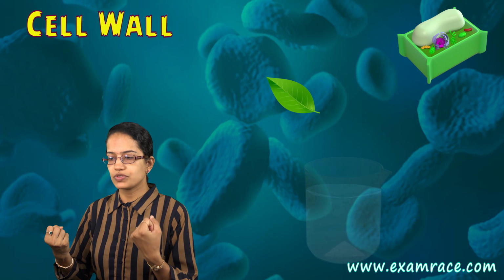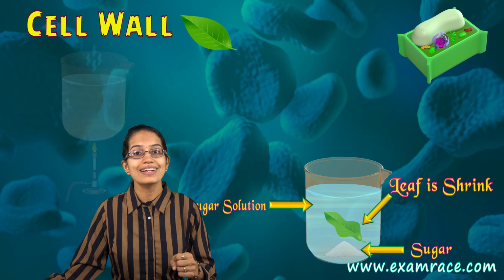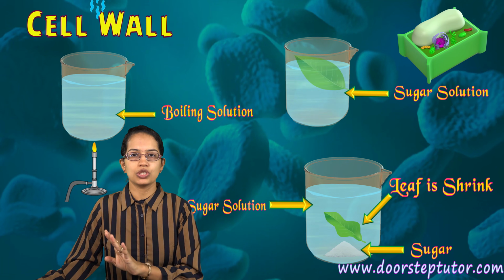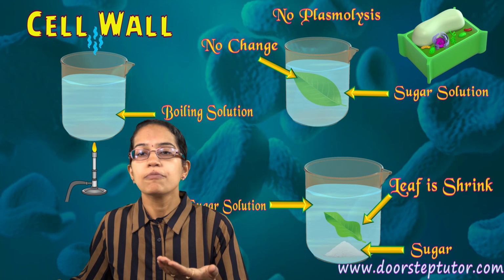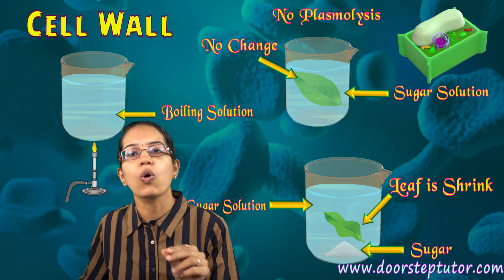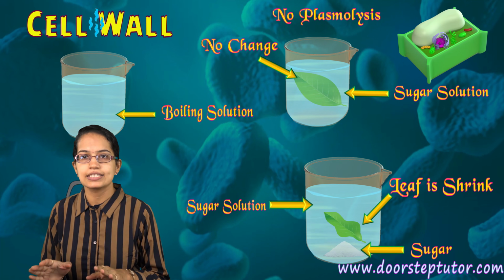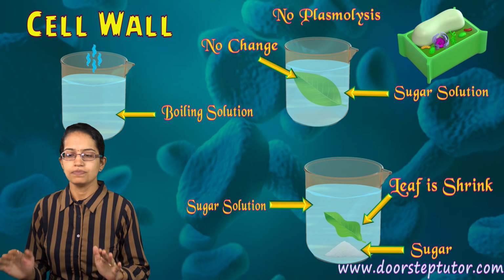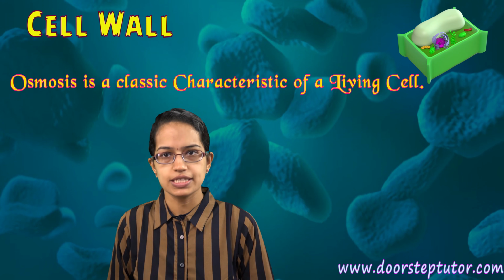So if you have the leaf that is put in a sugar solution, you would see the changes. But if the leaf is put in boiling water and then into a sugar solution, there won't be any change because there would be no plasmolysis. Why? Because the leaves, when put into the boiling water, are already killed. Since they are dead cells, they won't show any kind of osmotic behavior. So osmosis is a classic characteristic of a living cell.